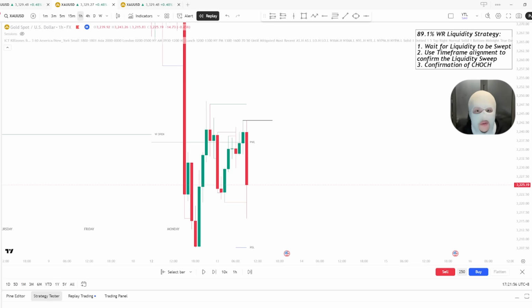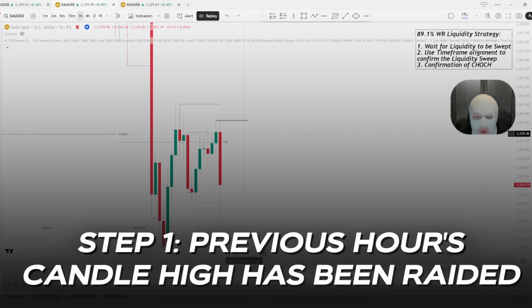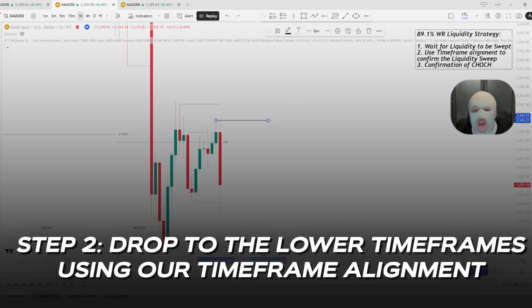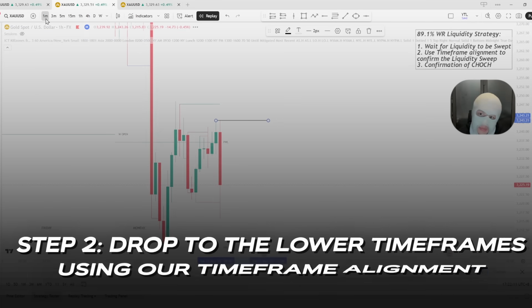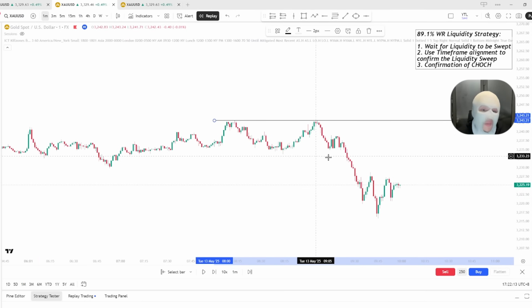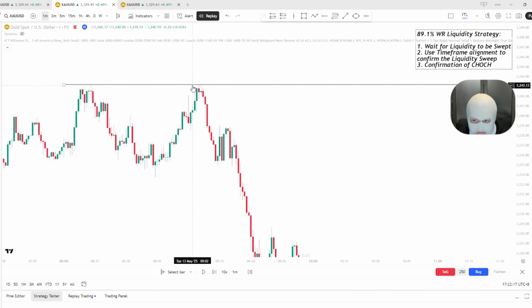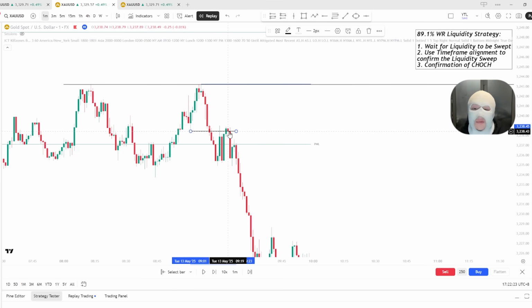Let's start off with the very first example. This is the 1 hour time frame on XAUUSD. As you can see, our previous hour candle high has been raided or swept. Step 1 is done. Step 2 is to drop to the lower time frames using our time frame alignment. Since we swept a 1 hour high, we drop down to the 1 minute time frame to look for a bearish change of character to confirm the sweep. We get that right here. So that confirms that we have swept liquidity.